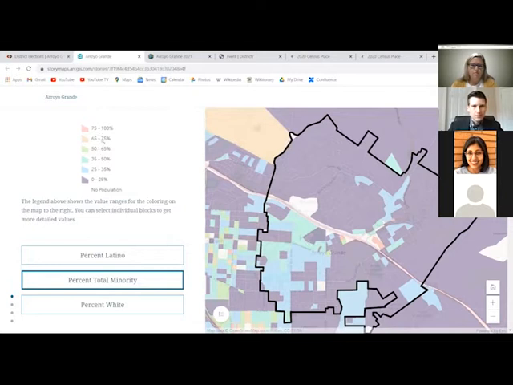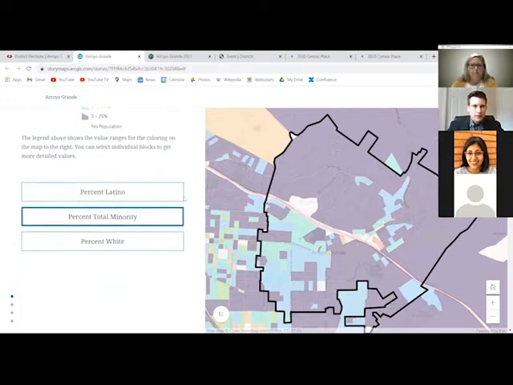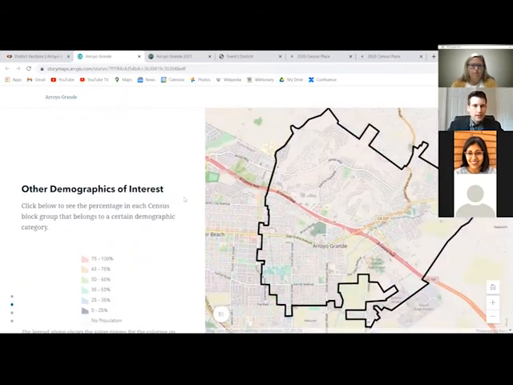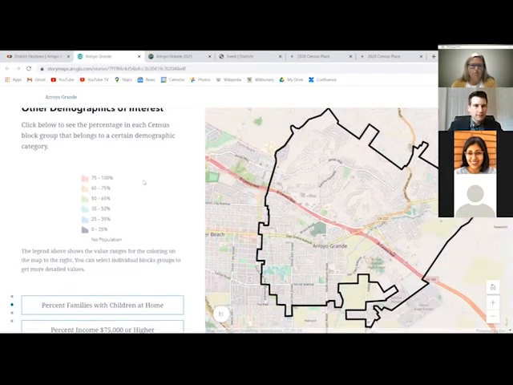We do see some 75 to 100%, but these are very, very small blocks with very few people living in them. So it wouldn't really qualify as being a concentration or a cluster of a racial or ethnic minority group. So that's a key data point to be aware of.